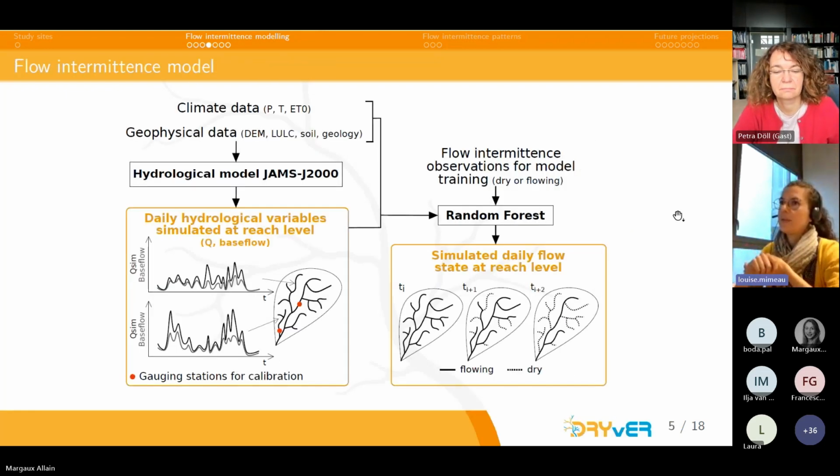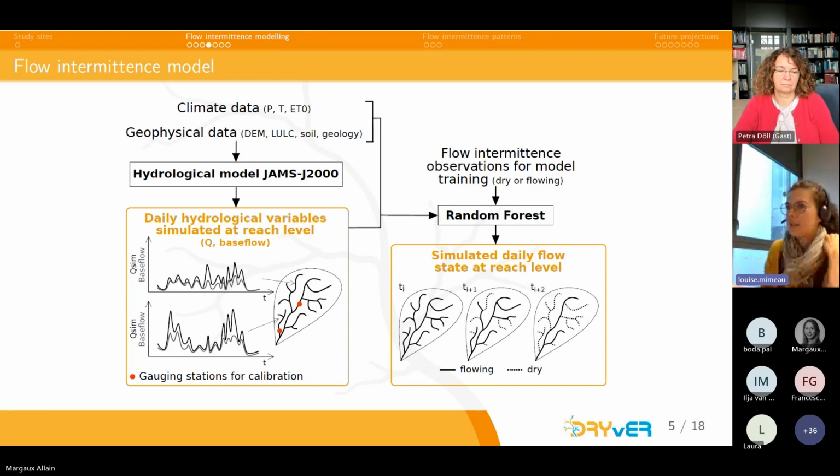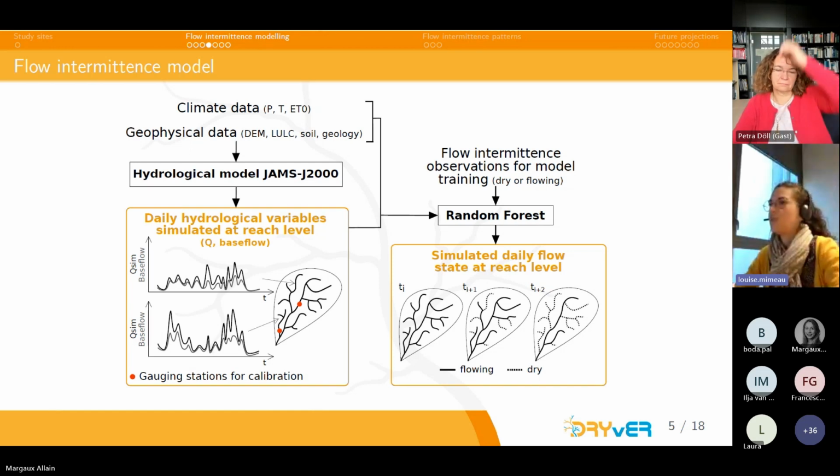So that's why we build a flow intermittence model combining the hydrological model that I just showed you, the J2000 model, with a random forest classification model. To do that, we use as input data to the random forest model the simulations of discharge and base flow at daily time step and for every reach in the catchment, as well as climate data to give some information regarding the meteorological conditions in the previous days, such as precipitation, temperature, and evapotranspiration, and also information regarding the physical characteristics of the reaches, such as drainage area, the slope, the types of land cover, and geology around the reach.